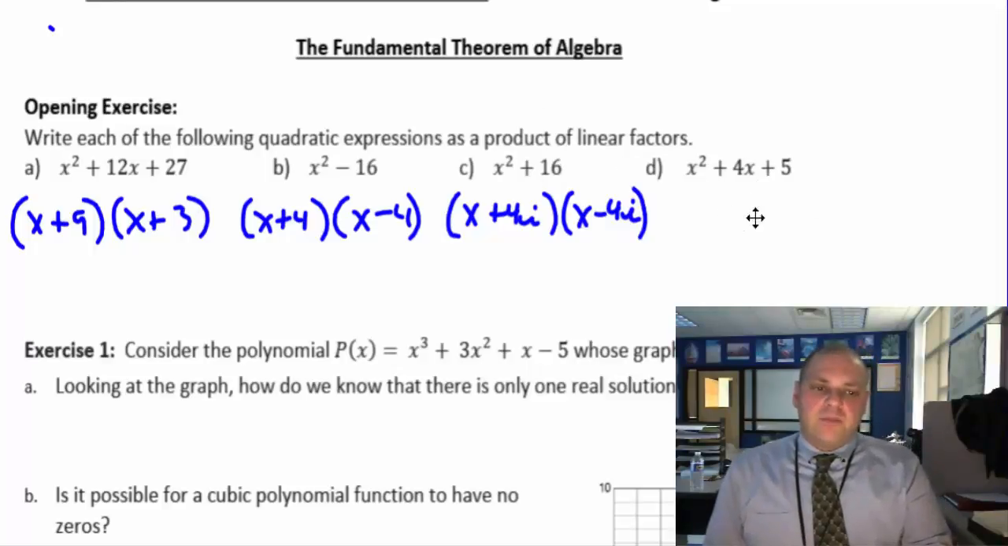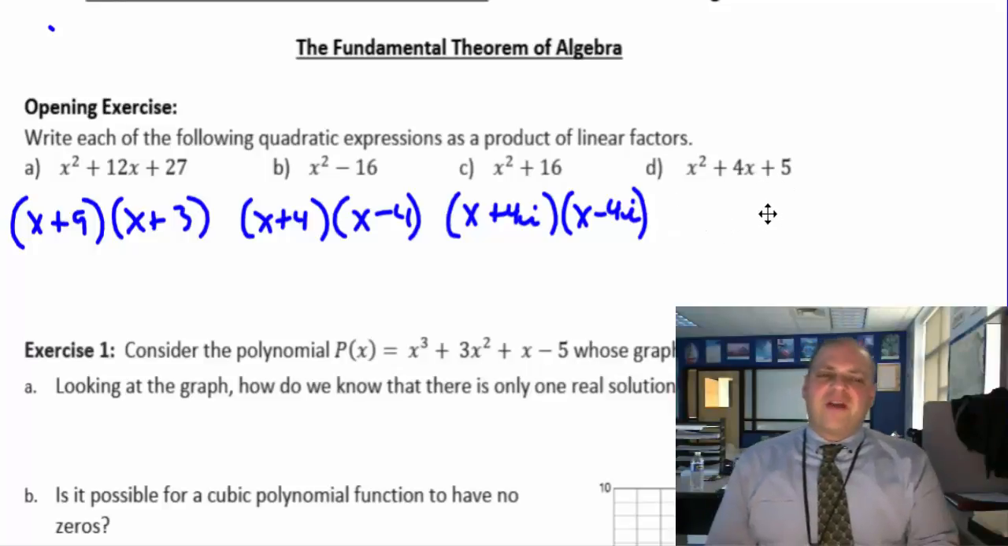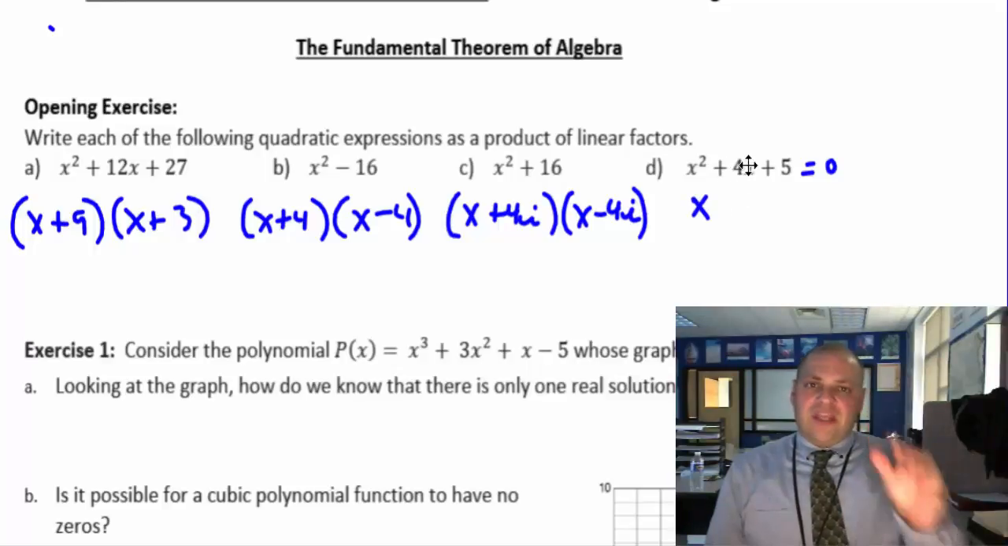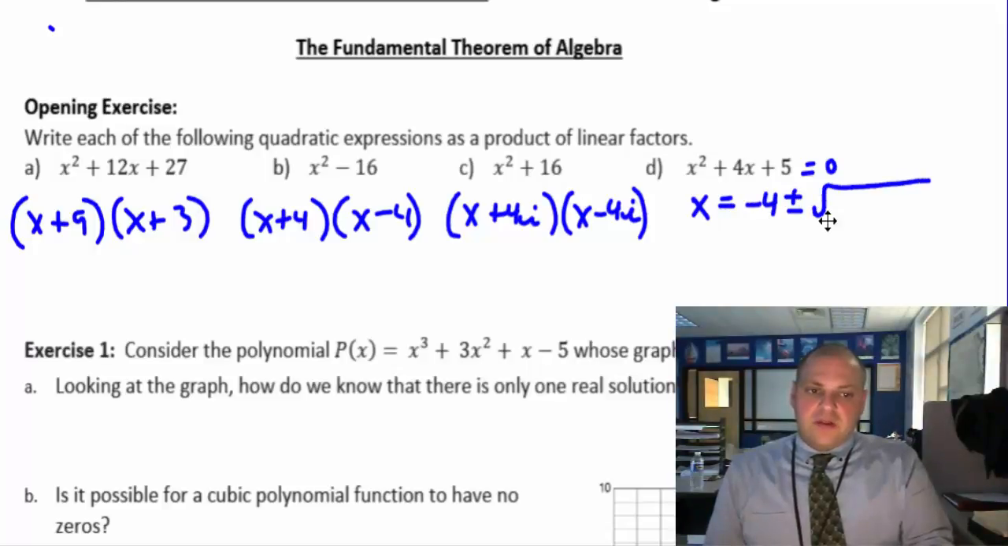How about this one? It can't be done with real numbers, and I don't really know the factors off the top of my head. What we can do here is pretend it's an equation and use the quadratic formula to help us. So if you want to factor something like this, you can use the quadratic formula, even though it's not an equation. If we can get the solutions, then we get the factors. All right, so negative b plus or minus the square root of 16 minus 4 times 5, over 2.